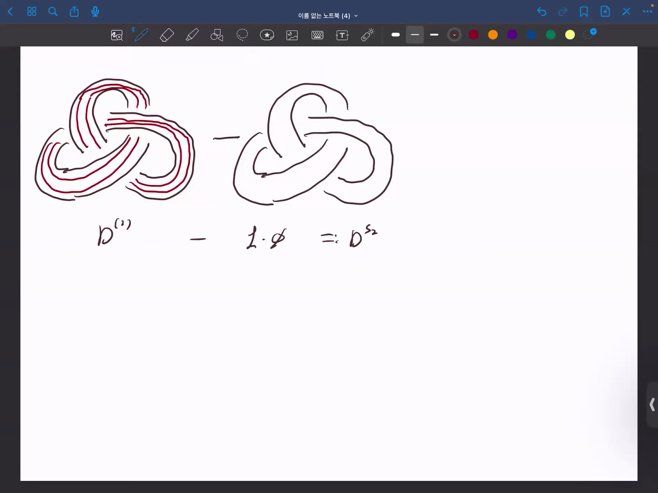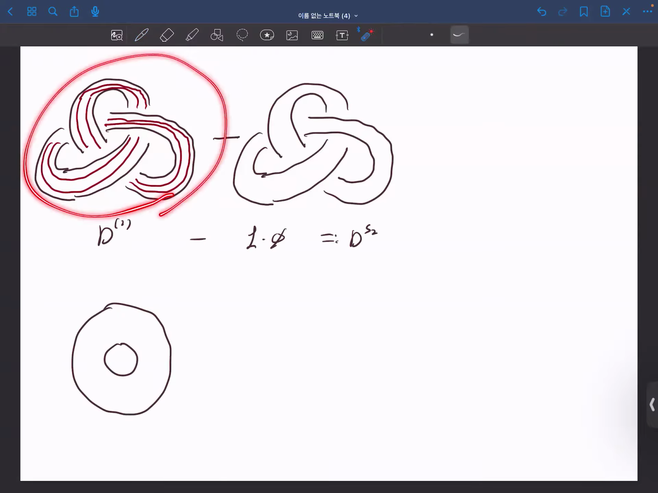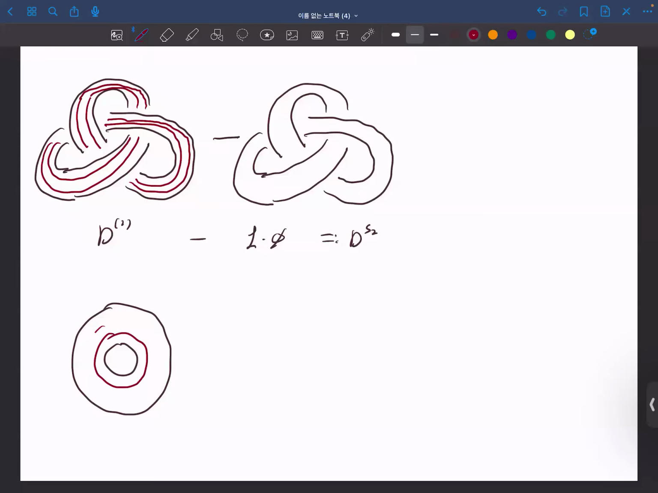Then how do we obtain this one? Actually, from the left diagram we did such kind of thing. We just take a band, annulus like this, and put two parallel circles and put this one here in a natural way.